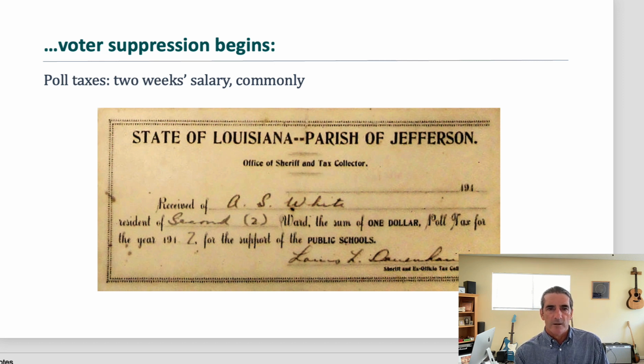This is an example of an actual poll tax receipt in Louisiana. So this was a tax that was imposed upon voters, and often it was as much as 2 weeks' salary. It was often cumulative as well, retroactive. So a voter who hadn't voted in a number of elections owed the poll tax for all the elections that person had not yet voted in.